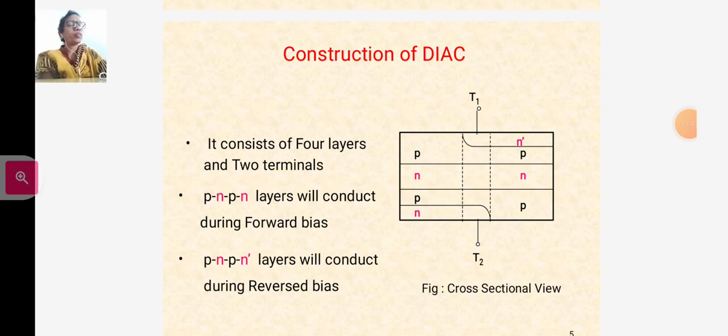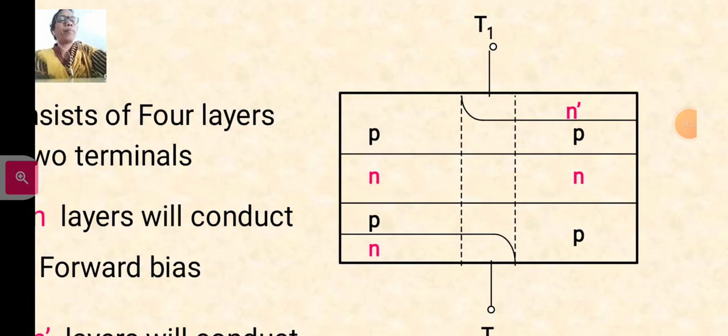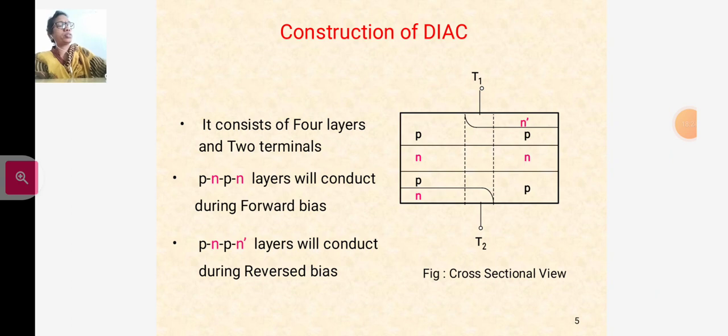Here, in both cases, the currents during blocking regions are very small and are called leakage currents. The behavior in both directions is similar because the doping level is the same in all the layers, in both directions, forward and reverse. NPN is the forward, N dash is the reverse.